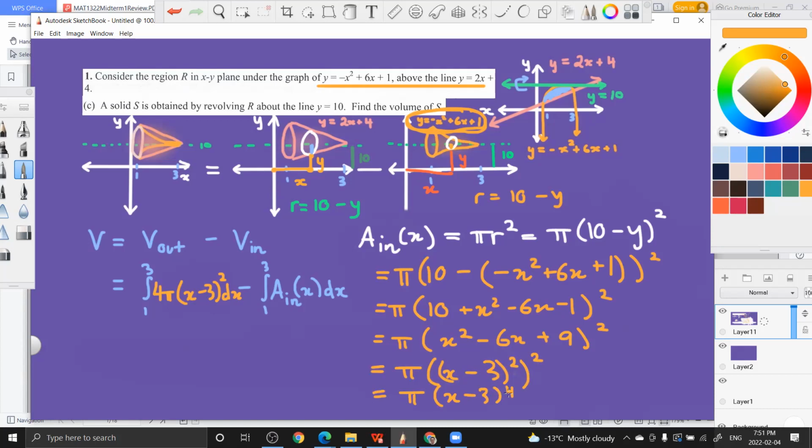Are you guys okay with this? Do you understand why it's to the power of 4? You don't have to do it the way I did it. You can expand it if you want to, but for now, let's just keep it like this because it's clean.